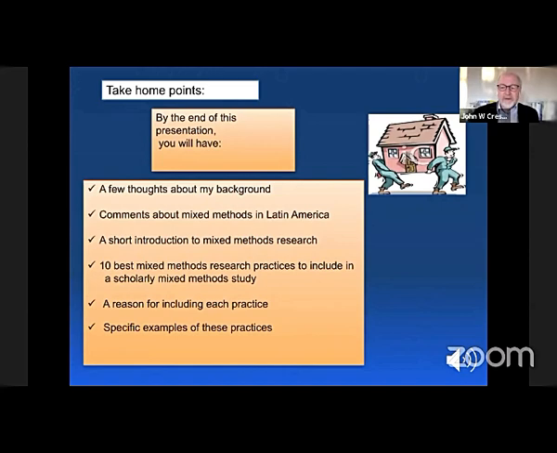So the Latin American Mixed Methods Association has really done a good job in organizing this. I want to talk about a few thoughts about my background, make some comments about mixed methods research in Latin America, provide a short introduction to mixed methods research. And then the primary part of this presentation will be on some of the best practices to use if you're doing a mixed methods study. I'll give reasons for each one of these practices and specific examples.